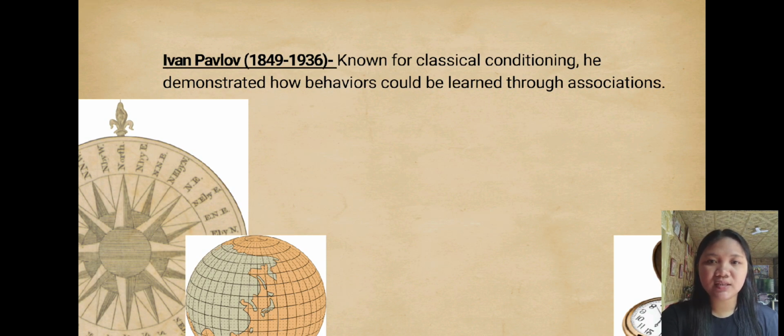And next is Ivan Pavlov. He discovered that we can learn behaviors through associations. For example, his famous experiment showed dogs could be trained to salivate at the sound of a bell if it was linked to food. Together, these theorists help shape our understanding of how people learn and behave.